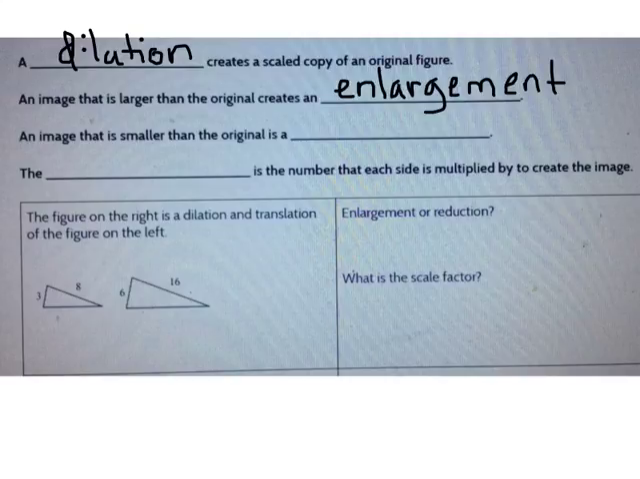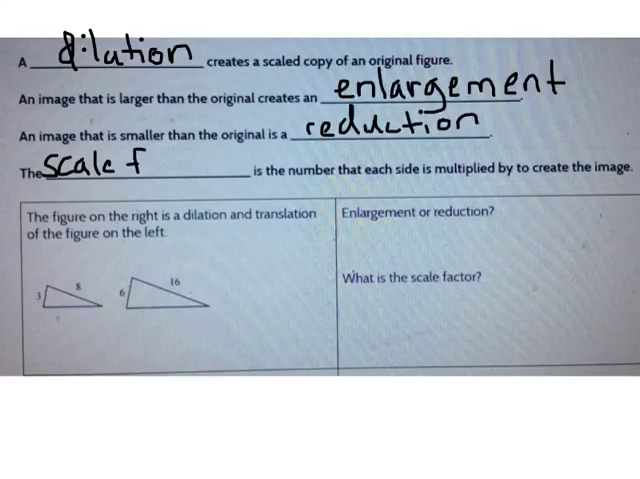So if our scaled copy is larger than the original, we have an enlargement. If it is smaller than the original, we have a reduction. The scale factor is the number we multiplied each side by. Let's find the scale factor and determine if a shape is an enlargement or a reduction.